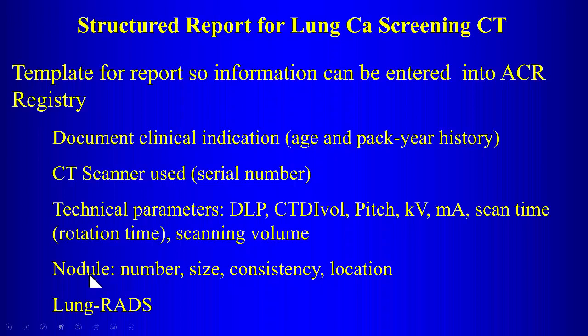Every nodule gets a unique number. So every nodule gets a number. You have to give the size of the nodule, the consistency. What do we mean by consistency? Yeah, is it solid? Is it ground glass? Is it mixed attenuation? And of course, the location. Where is it? What lobe is it in?